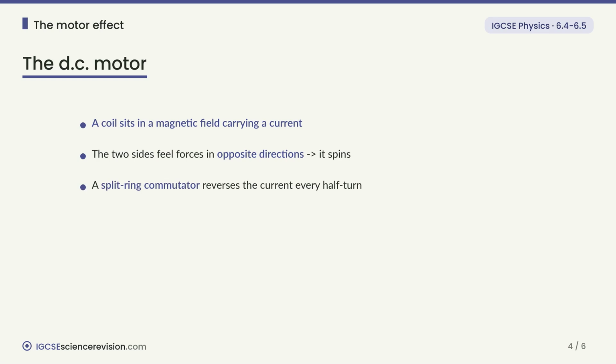To keep it spinning the same way, a clever switch called a split ring commutator reverses the current every half turn. That flips the forces at just the right moment, so the coil keeps rotating continuously in one direction. We'll calculate the size of the force in the next video.